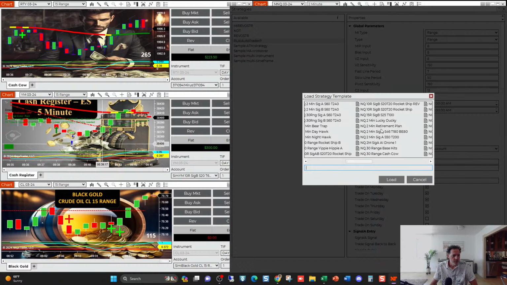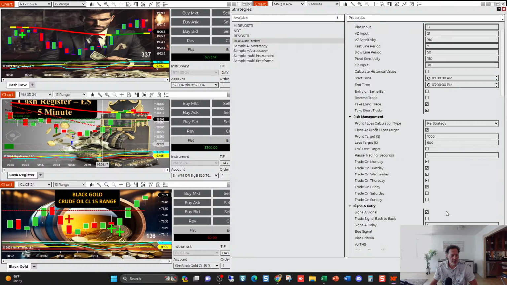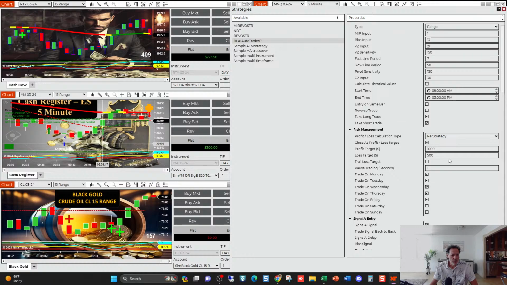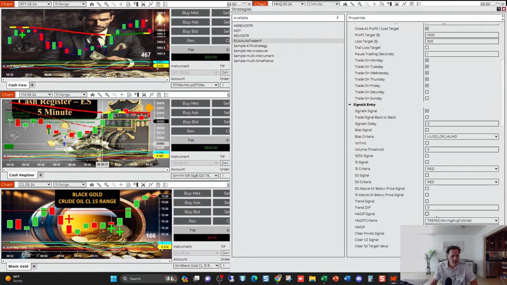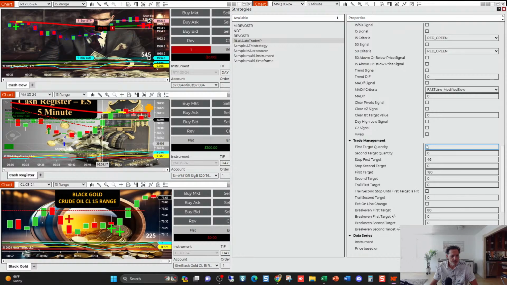We'll go to the retirement plan. So I'm going to load this guy. So it loaded all the settings, those pre-configured settings that we send out to you. And all these things are good. And the way we change the number of contracts is right here. First target quantity. And that probably should say, and I'm going to write this down, change this.